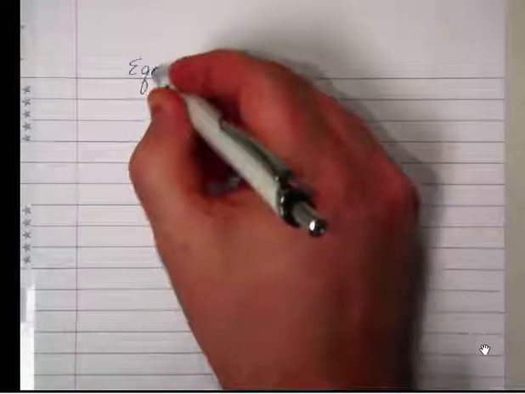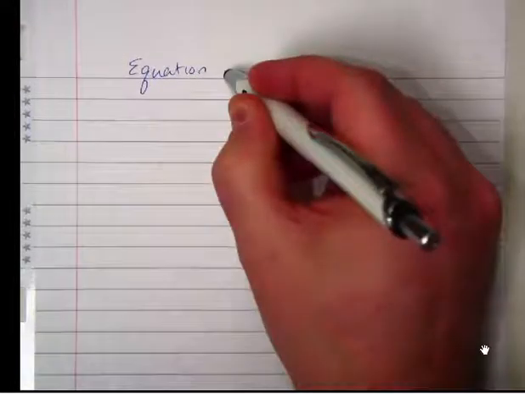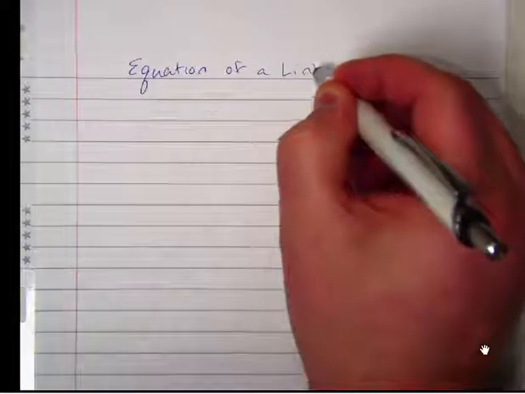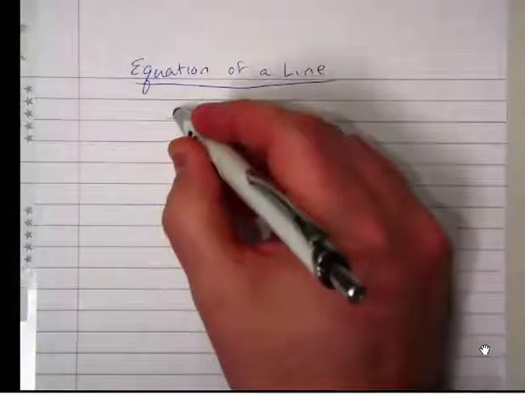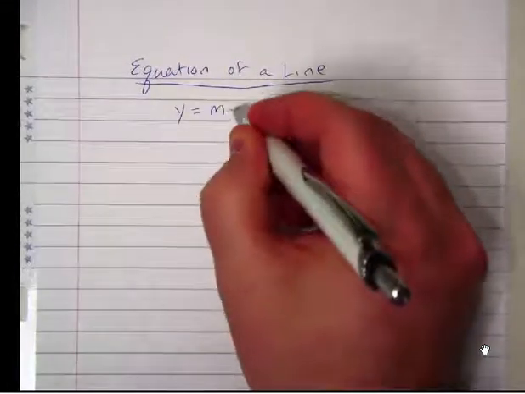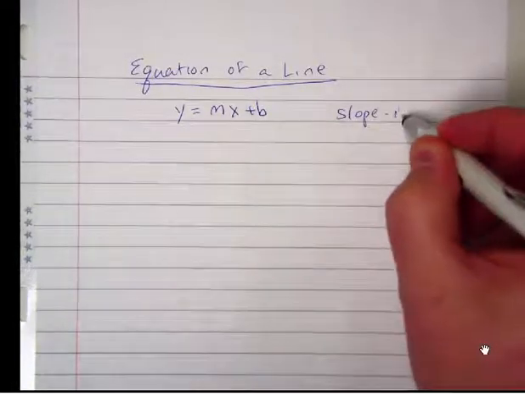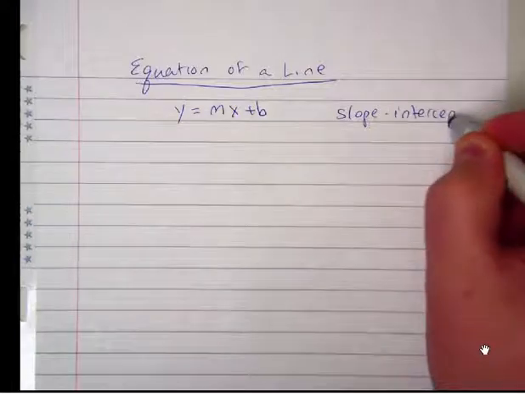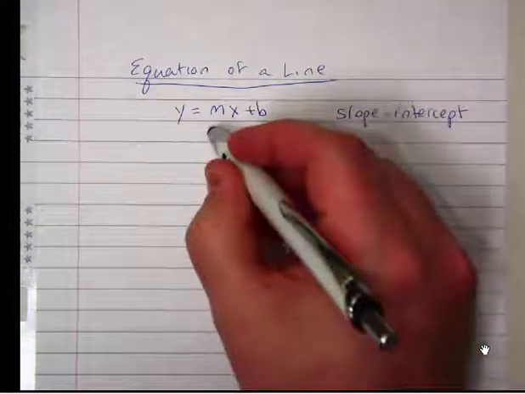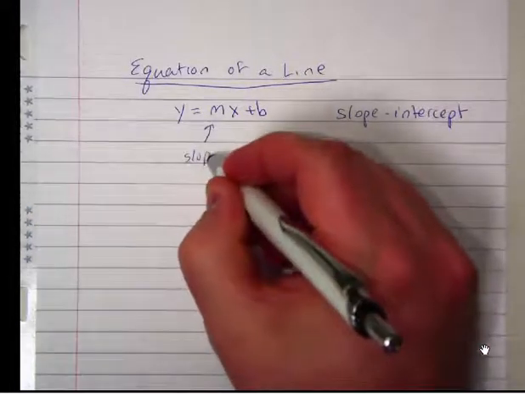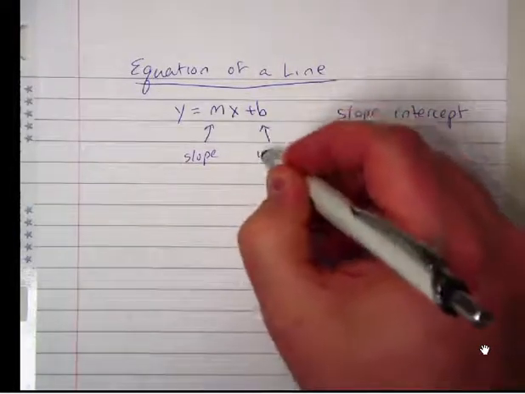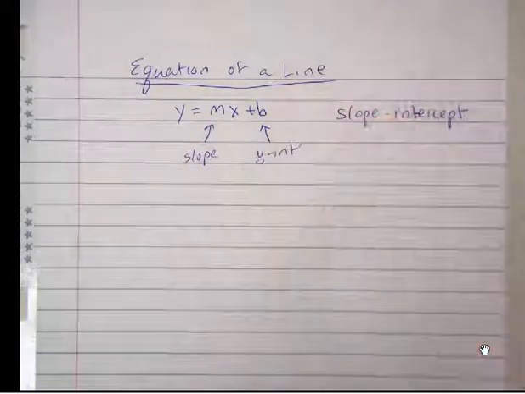Okay, let's do a review of writing equations of lines. So if we are going to write an equation of a line, remember that slope-intercept form is y equals mx plus b. The reason this is called slope-intercept form is because the m is the slope and the b is the y-intercept.